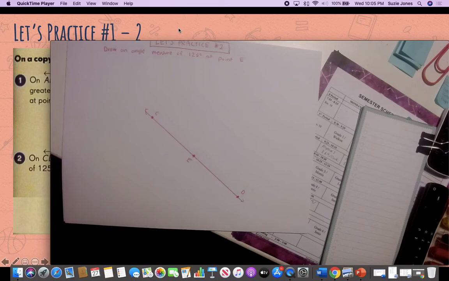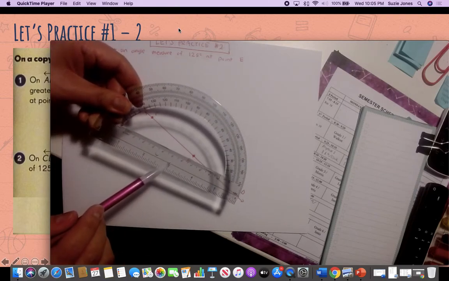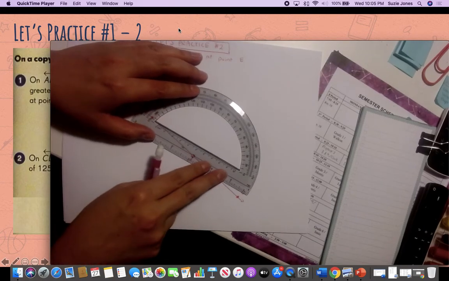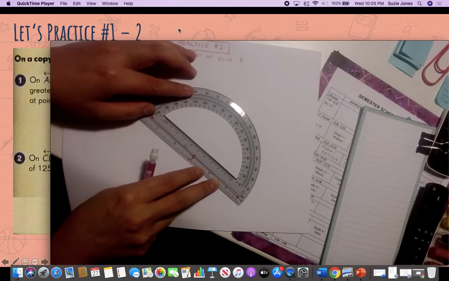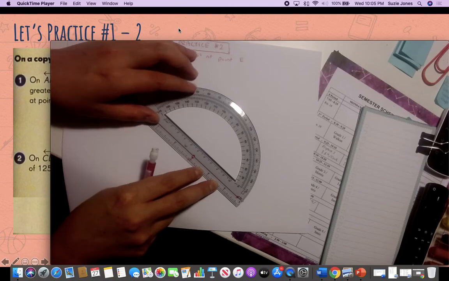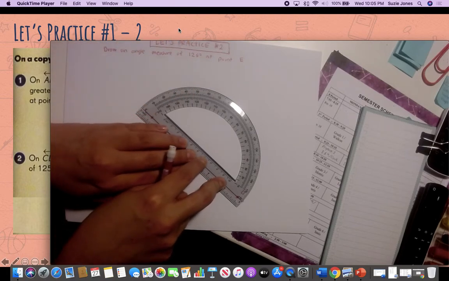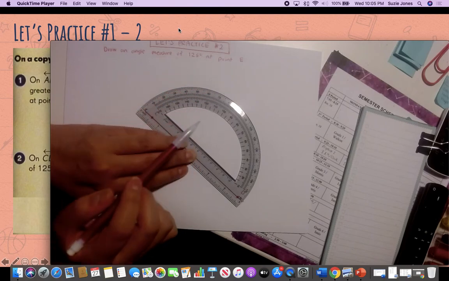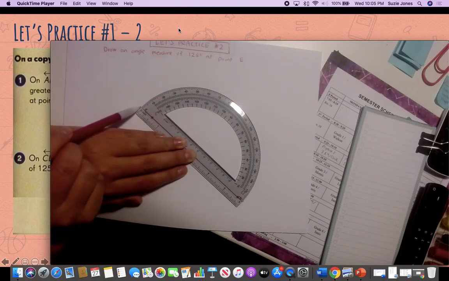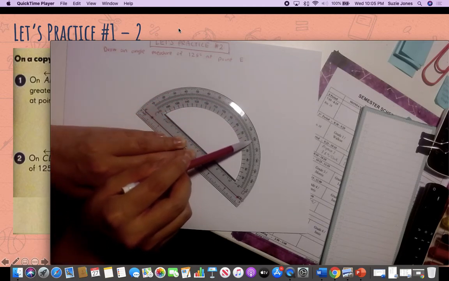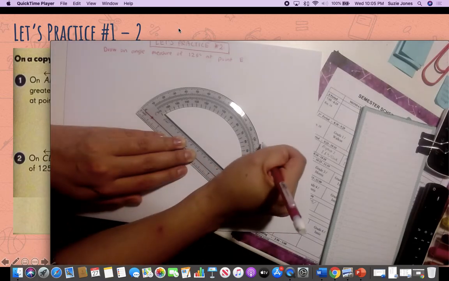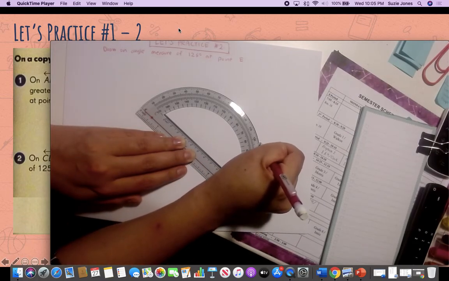All right, let's look at number 2. We're going to draw an angle of measure 125 at point E. So E is my vertex, so my vertex goes in the center of my protractor right there. And then I have to make sure I maneuver my protractor so the baseline is on top of my horizontal line. Nice. And then now I want to draw an angle that measures 125. So I'm going to use my outer scale this time. So my outer scale is from here, so 0 all the way to 125. 125 is halfway between 120 and 130.